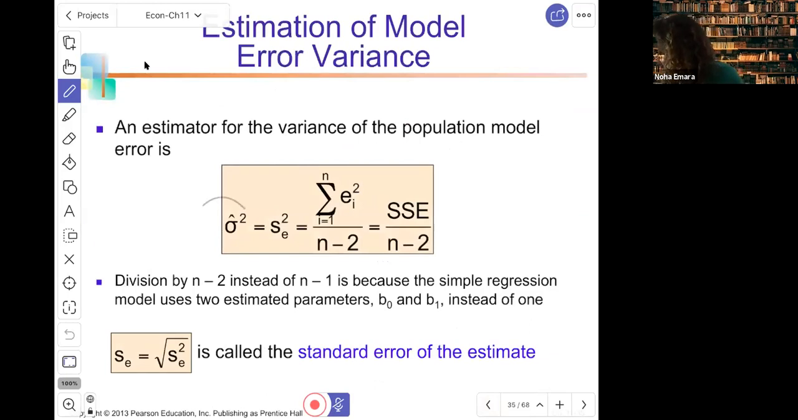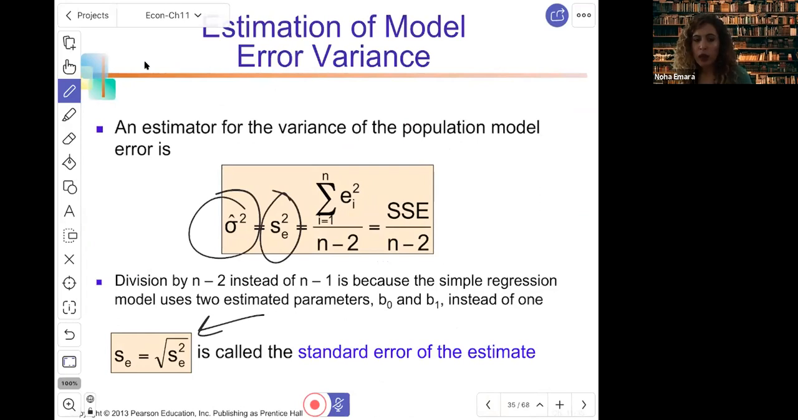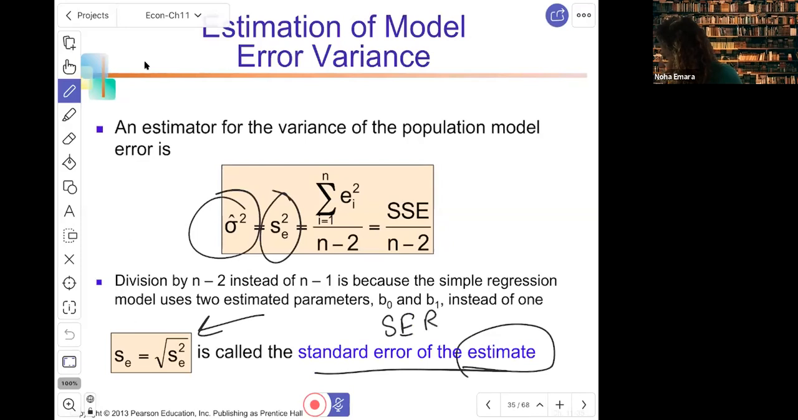The sigma squared, which is the notation for the population, is equal to the sample sum squared errors divided by the degrees of freedom. And remember, when I get the square root, I get the standard error of the estimate, or as I said, the standard error of the regression. So this part I call the standard error of the regression. I hate to call it the estimate. I prefer to call it regression. So standard error of the regression, but it's the same equation.